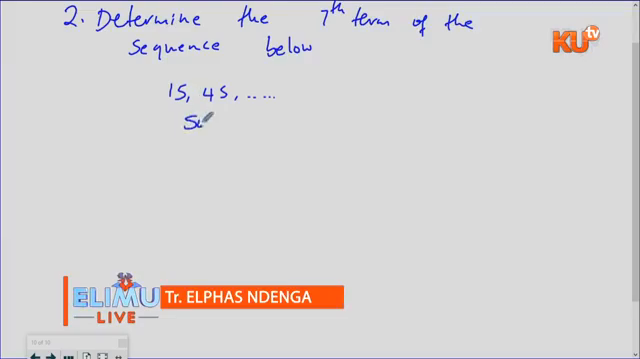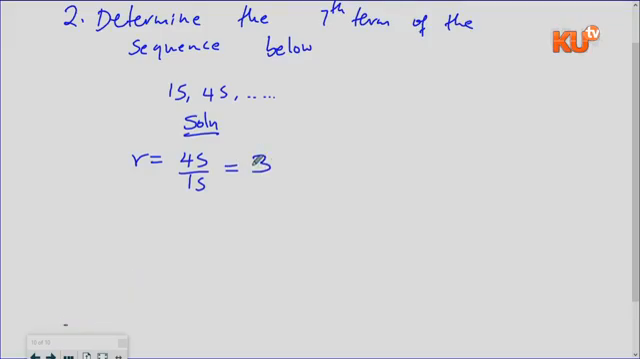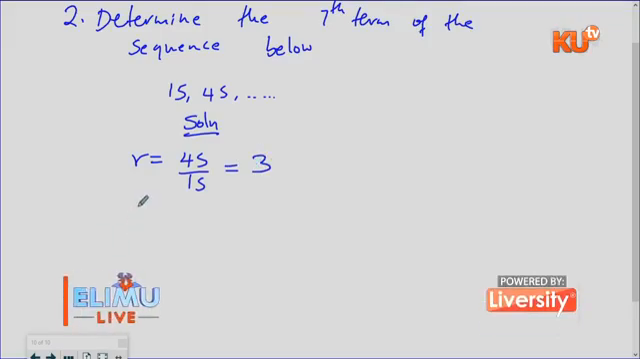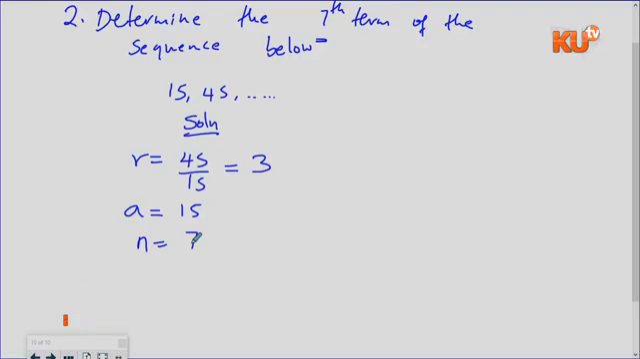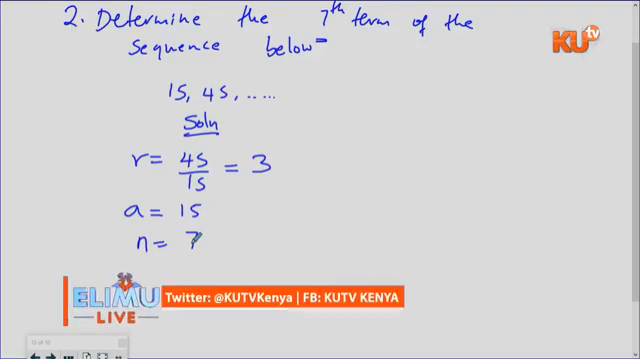So we shall then move as follows. We get our r. Our r in this case will be the second term, which is 45, divided by 15, and that should give us 3. Our a, which is the first term, in this case is 15, and our n, because we are looking for the 7th term, is equal to 7. So once you have those 3 items, replacing in the formula is not a big deal.